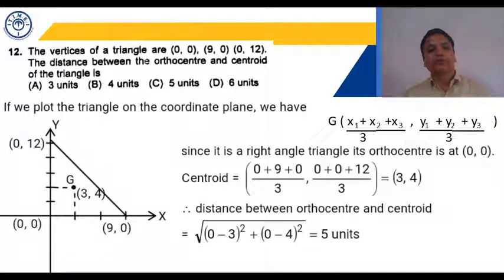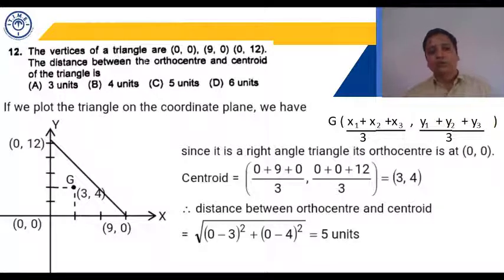And we had an option also, 5 units. So we can mark our answer as 5 units. It is 3 square plus 4 square; 3 square is 9, 4 square is 16, 16 plus 9 is 25, under root 25 is 5 units. That's our answer. I hope this is clear.